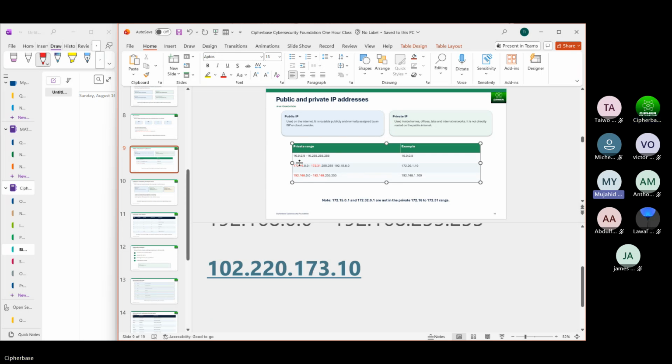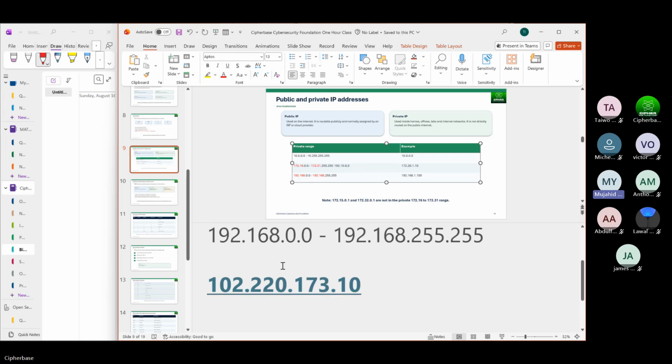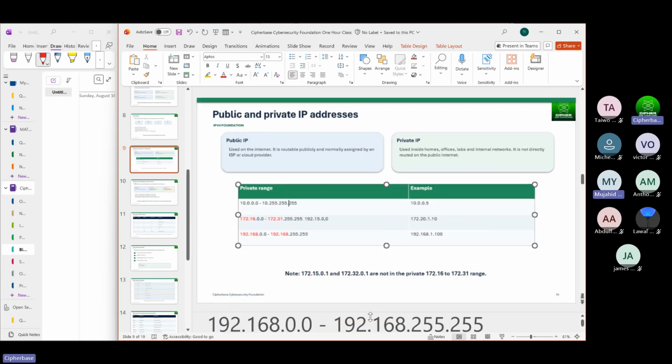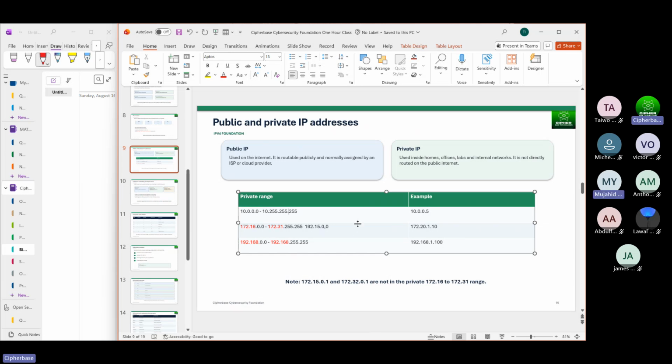Excuse me, sir, are we considering the first octet only to differentiate between the two IP addresses, or is the second octet included? Okay, let me come again.